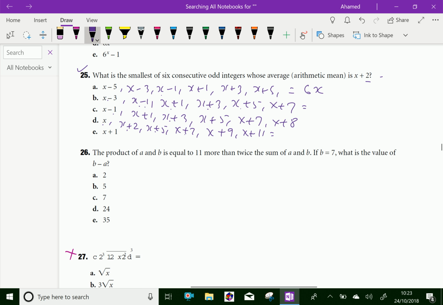The last option, first is x plus 1, second is x minus 1, adding 2, sorry, x plus 3, x plus 1, that is x plus 3, x plus 5, x plus 7, x plus 9, and x plus 11, 1, 2, 3, 4, 5, 6. So this will not give that the mean is x plus 2.